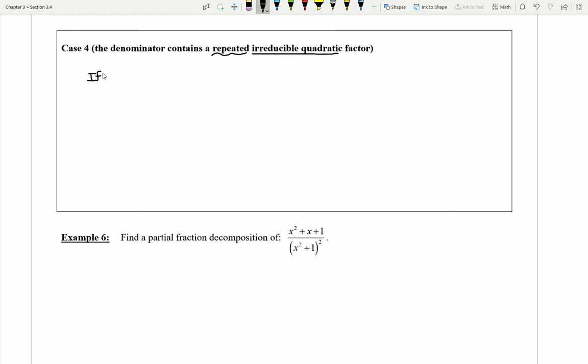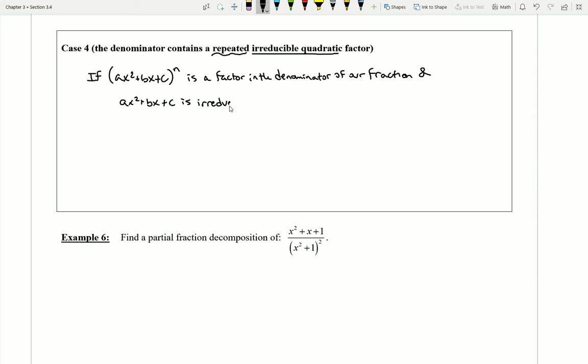I can say that if (ax squared plus bx plus c) to the nth power is a factor in the denominator of our fraction, and ax squared plus bx plus c is irreducible, then the partial fractions corresponding to this factor are, and again, I'm going to have a bunch of them.